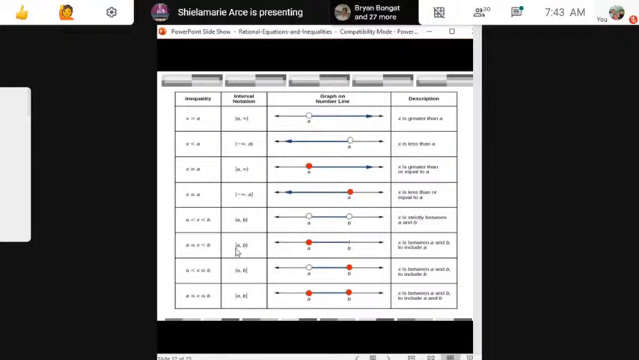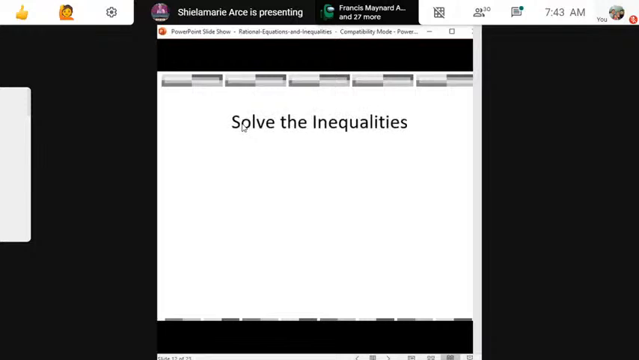So pagka sinulat, ganito naman siya. Isang bracket at isang parenthesis. Pag parehas naman na part siya ng solution, then parehas natin gagamitin yung bracket po. So napakahalaga po nito ha, pati itong graphing part and yung way ng pagsusulat natin using the interval notation. So I hope na nakita ninyo yung sa examples na binigay ko sa module. Okay, so let's try another example in my presentation.